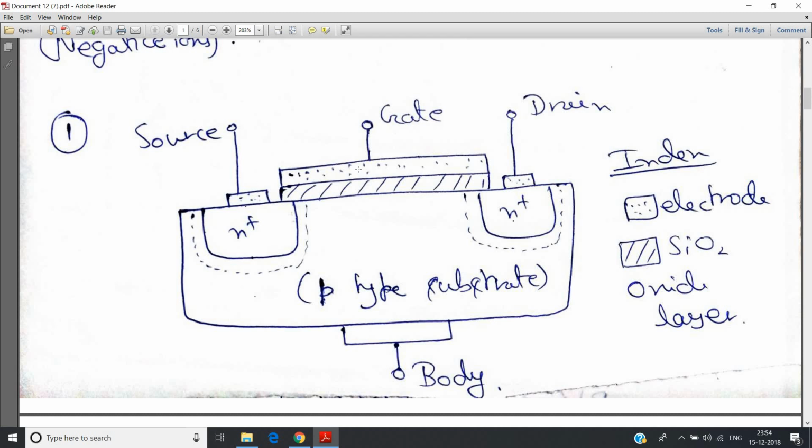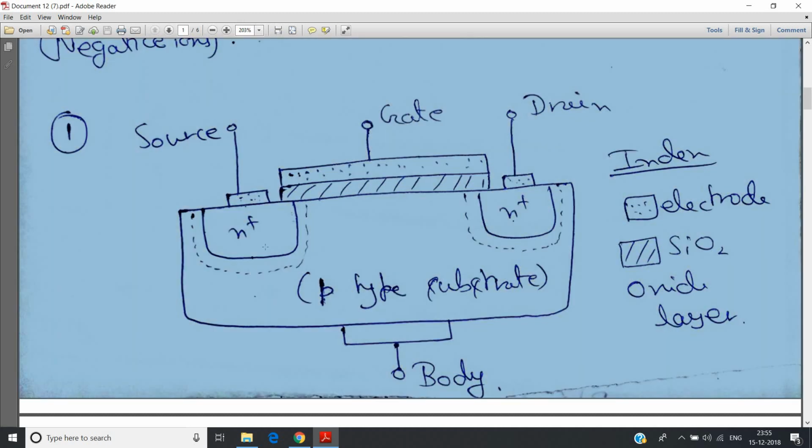Now, the gate is not directly connected with the p-type substrate. There is an oxide layer, generally an SiO2 oxide layer. See, in the index I have clearly written that this stands for the SiO2 oxide layer. And the dotted portions indicate electrodes. For electrical connection of gate, drain and source with other electrical components, we should give these electrodes, right? So this is source, this is drain, this is gate and this is body.